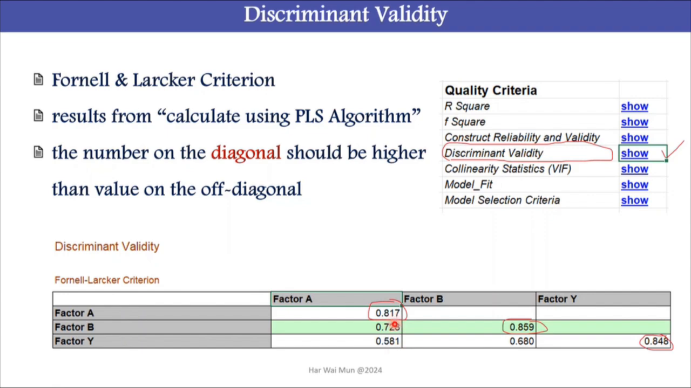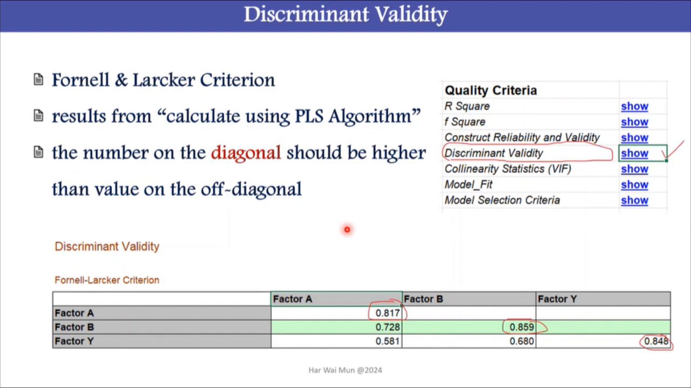0.817 should be higher than 0.7, 0.5. 0.859 should be higher than 0.68, right? And 0.72, 0.728. 0.84 should be higher than 0.68, which is 0.58. If this number, let's say this number is 0.123, that means something is wrong somewhere, right? So this diagonal should be higher than the off diagonal.